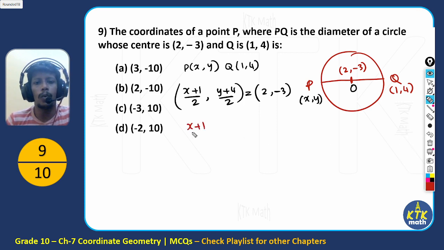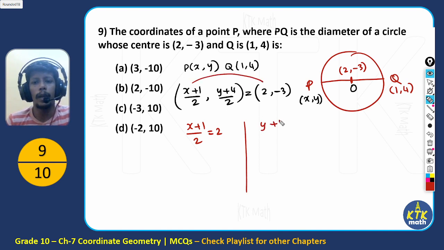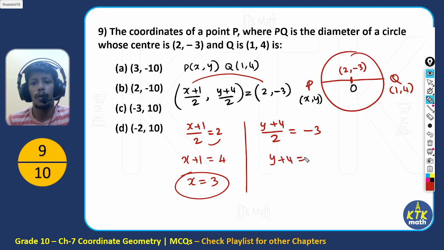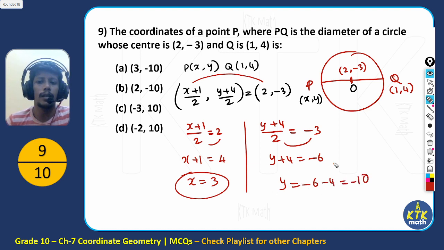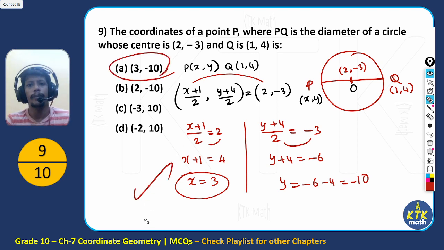So x plus 1 over 2 is equal to 2. That is, you are equating the first coordinates. Next, y plus 4 over 2 is equal to negative 3. Solve it. x plus 1 is equal to 4, and when 1 comes to this side, 4 minus 1, it is 3. Similarly, y plus 4 is equal to 2 times negative 3, which is negative 6, and 4 comes to this side, negative 6 minus 4, so y is negative 10. So 3 comma negative 10, option A is the correct answer.